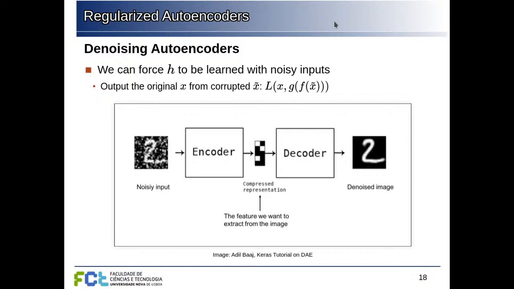Every time you present examples to the autoencoder, you add random noise, and so you force the autoencoder to reconstruct the original one and remove the noise. So that's why they're called denoising autoencoders, because they learn to remove the noise from the image. Or the input in general.